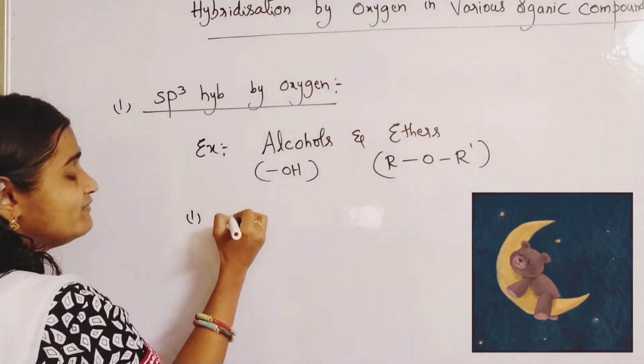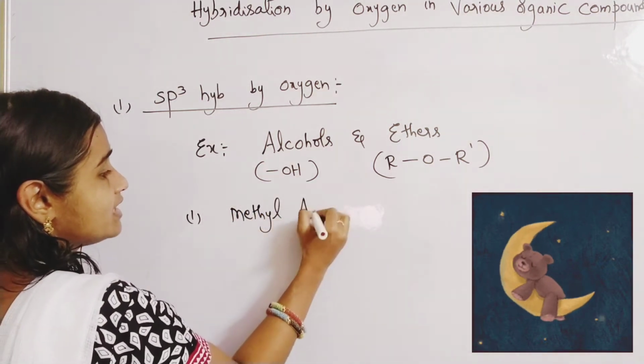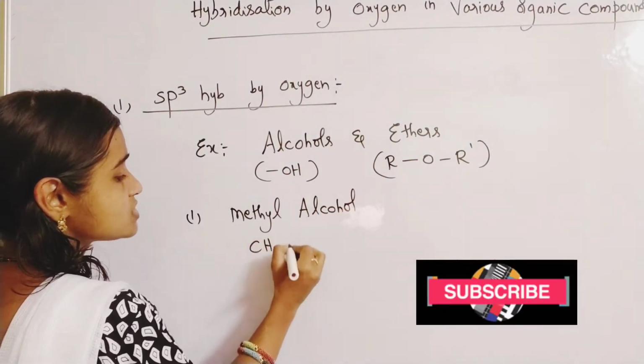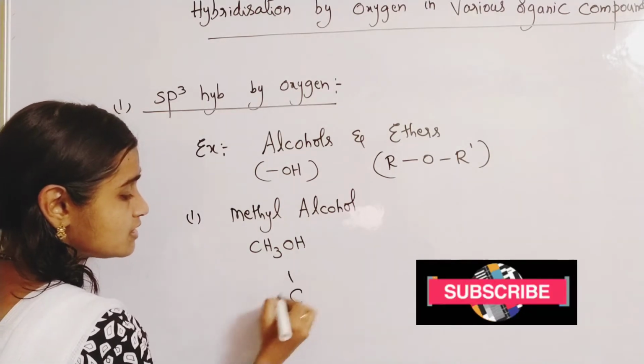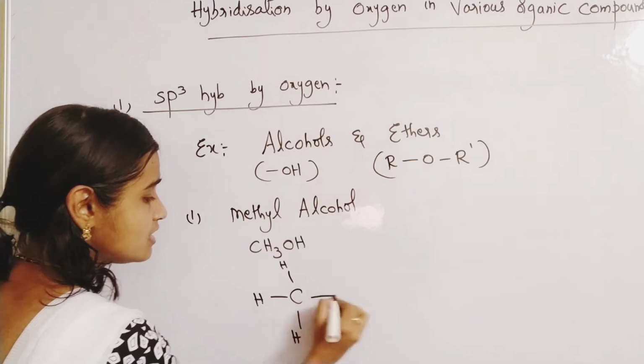Let us see the example for alcohols. First example, we will take methyl alcohol or methanol. The formula is CH3OH. So how do you draw the structure? CH3, and now CH3OH.